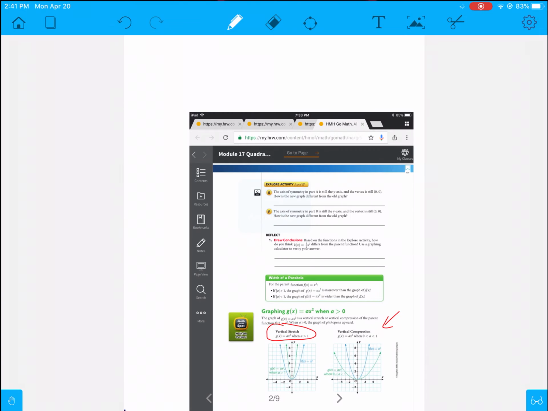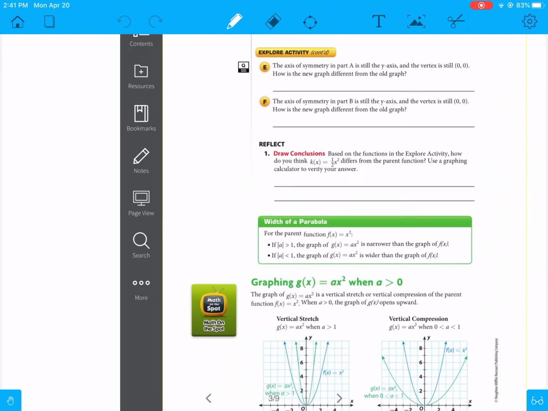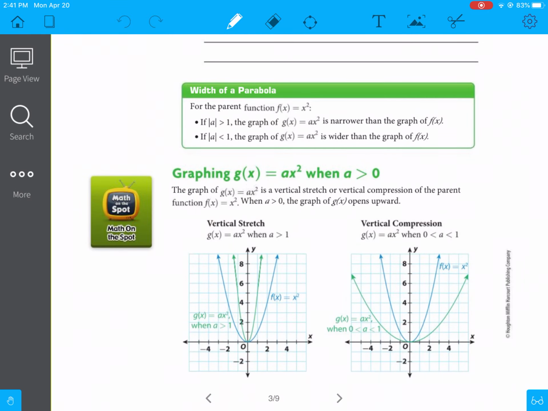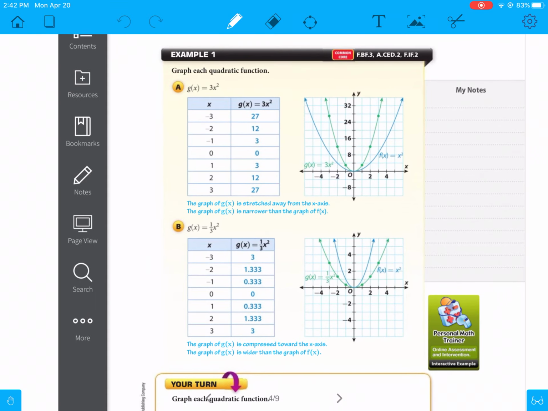All right, so back here. The width of a parabola: what we were talking about is if your a is greater than 1, it's going to be stretched. And if your a is between 0 and 1 or 0 and negative 1, it's compressed. The easiest way to actually graph these is to make an XY chart. So if you look here, g of x equals 3x squared. So here are our x values.